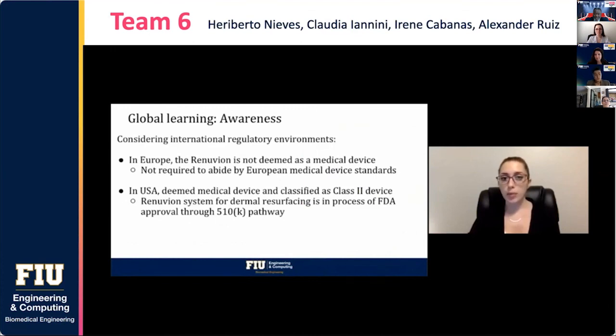Similarly, global awareness led us to consider the different regulatory environments that the DREAMS device can enter. For example, while the European regulations do not identify the Renuvion system as a medical device, the FDA does. By adhering to FDA guidances and regulations, the DREAMS can then become available in the future in both the European and the American markets.